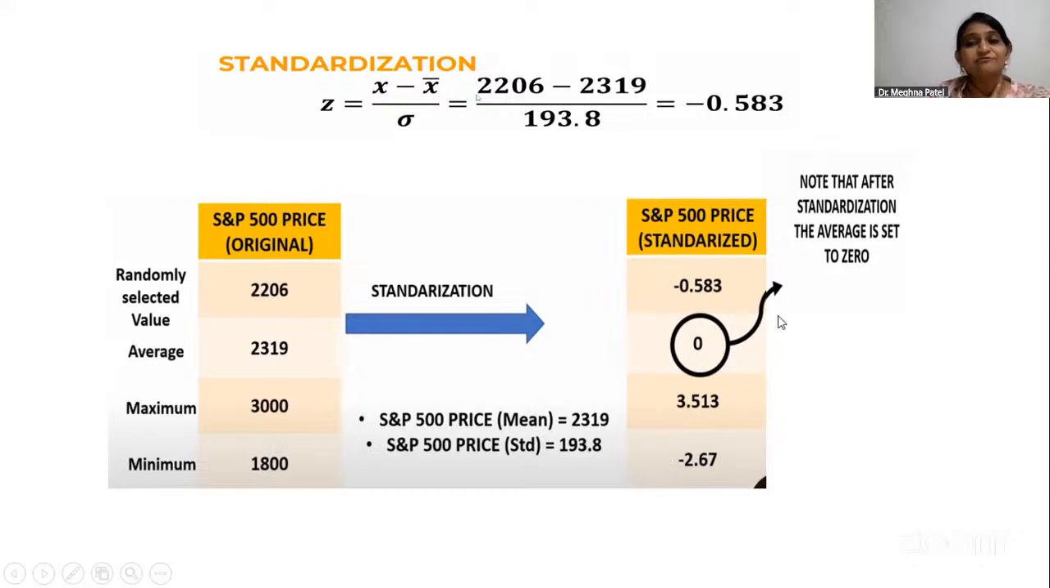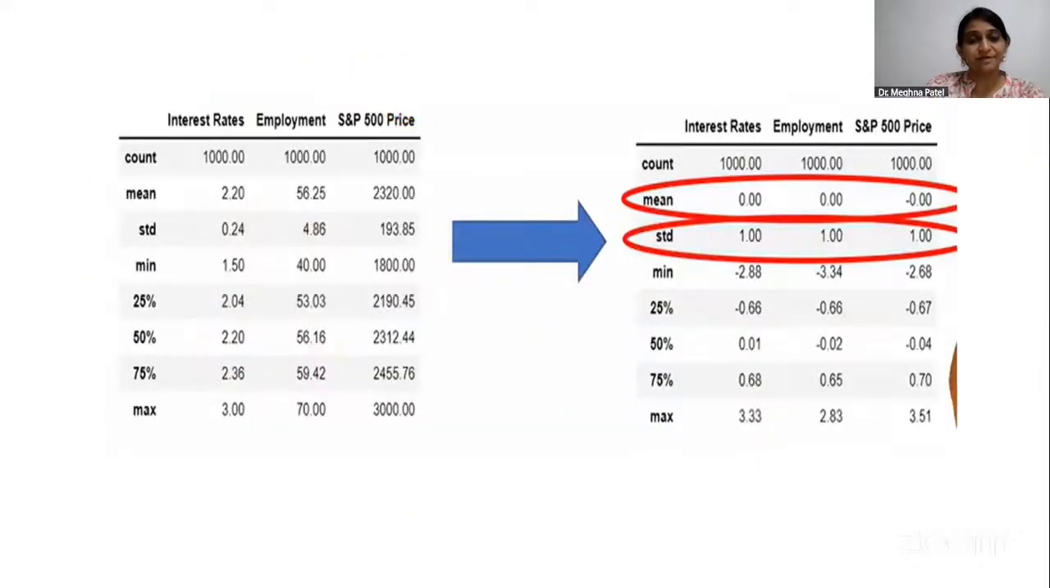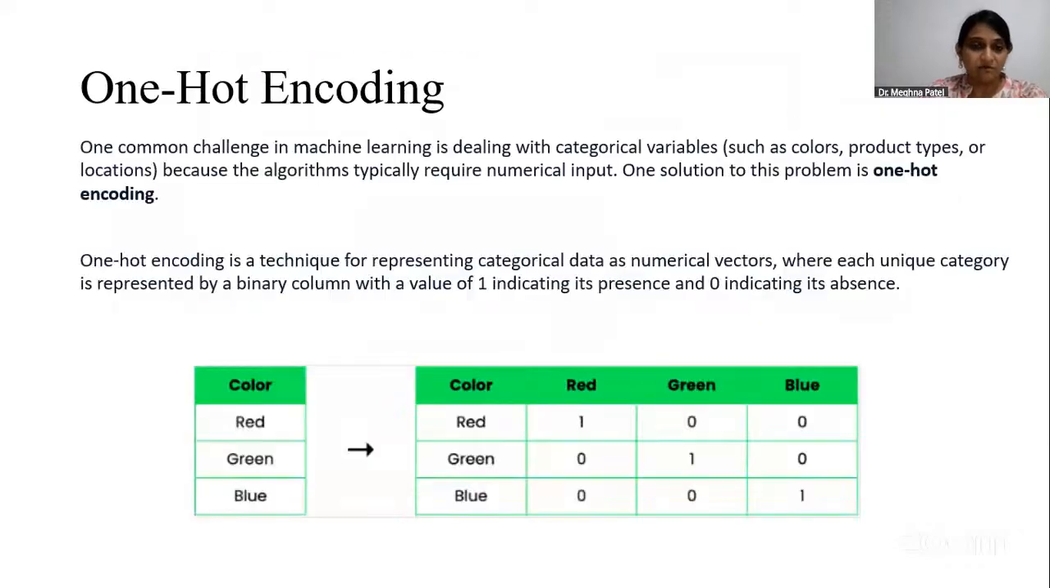Now here you have to check. After the standardization, the average is set to 0. So the mean becomes 0. The other values can change, but the mean remains 0 here. So this is the standardization. Using that, you can convert the range. The mean should be 0 and the standard deviation becomes 1.